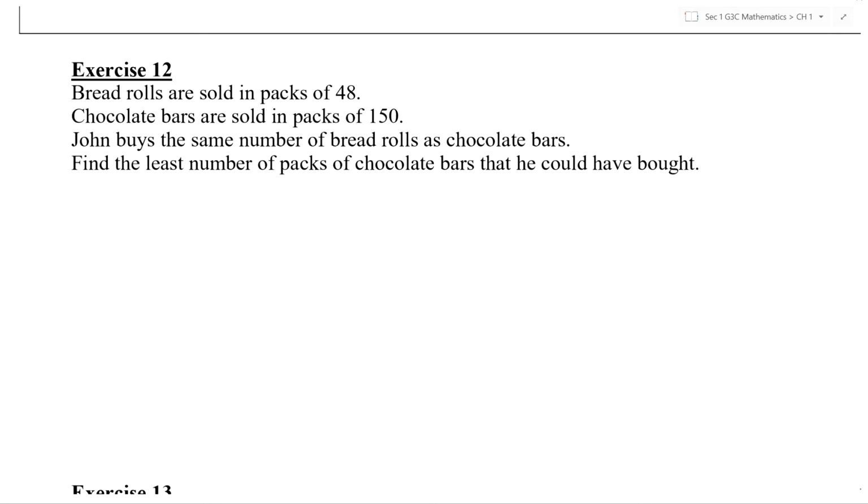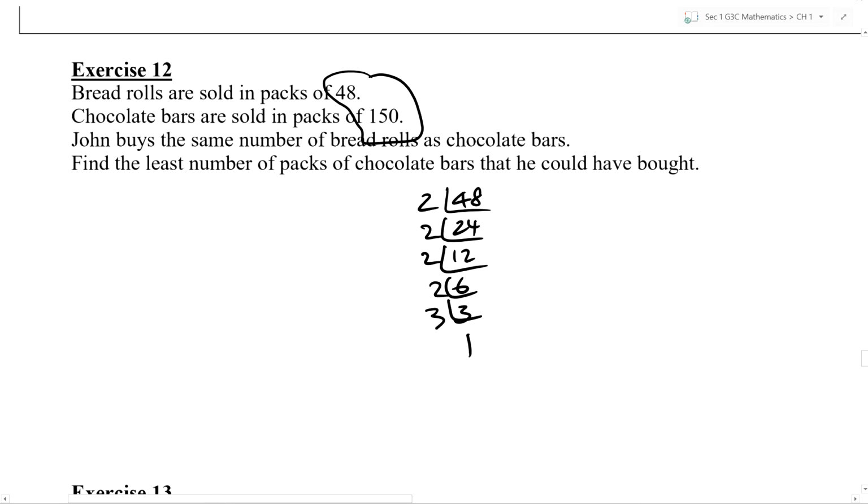Is this a HCF or LCM question? Good, it is an LCM question. And to find the LCM of 48 and 150, you have two methods that you have learned. My preference is using index notation. So for that, I'll need to do this first. So practice doing it quickly. 6, 2, 3, 3, 1. So 48 is 2 to the power of 4 times 3. Okay, and the next one, sorry, just give me a little while more.